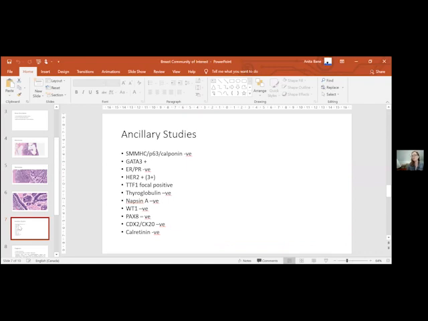The lesion was strongly and diffusely GATA3 positive. It was ER and PR negative, HER2/neu strongly 3+ positive in greater than 90% of the cells. There was surprisingly focal TTF1 positivity, but thyroglobulin was negative, napsin A was negative, and then a panel of other immunohistochemical markers were all negative.